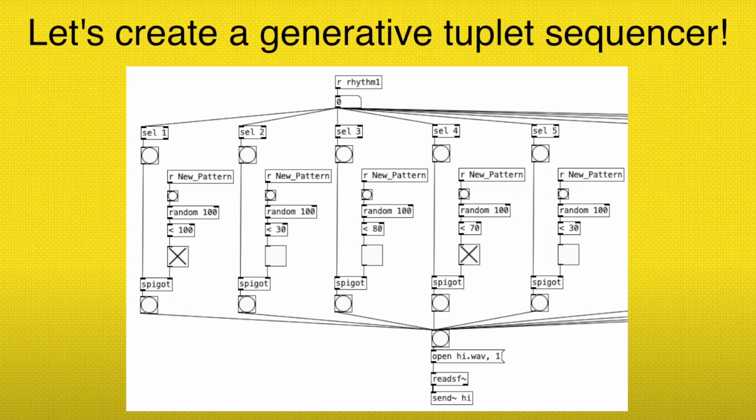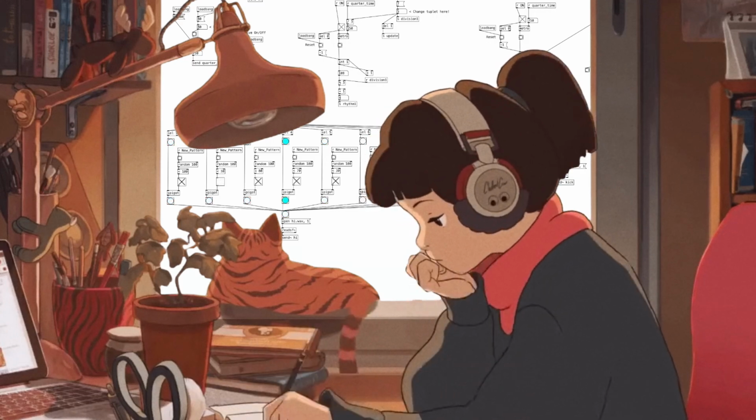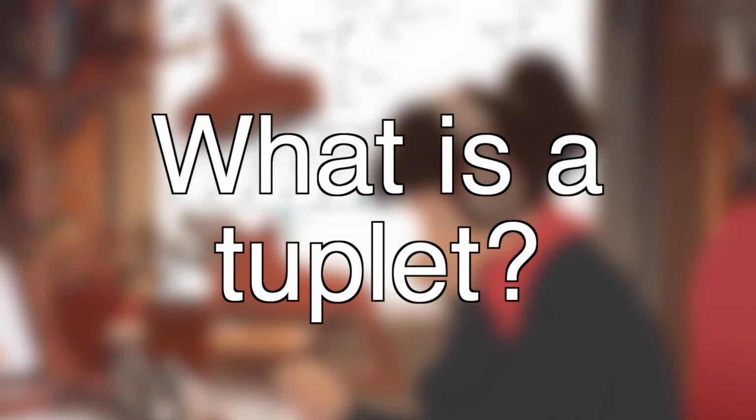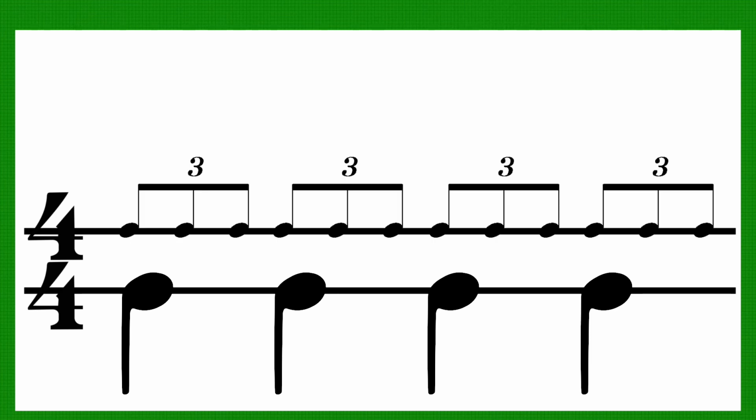Let's create a generative tuplet sequencer. So what is a tuplet? It's when we divide a beat into a different number of equal subdivisions. An example will explain this much better. We have a quarter note here and we can subdivide it into 3 notes. So in the same amount of time that one quarter note is played, there will be 3 notes.